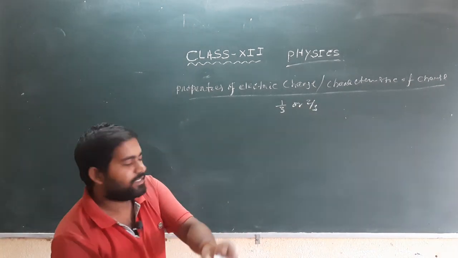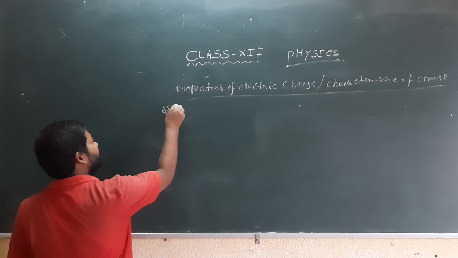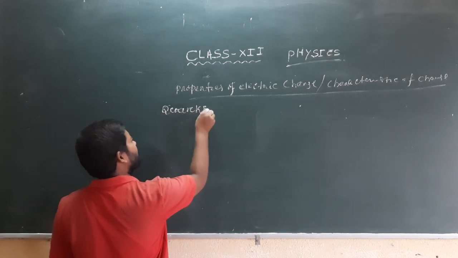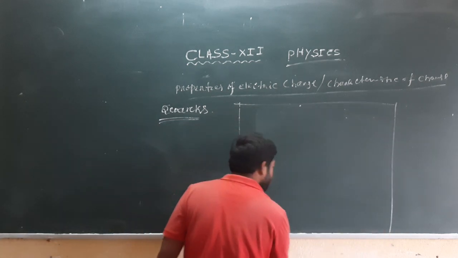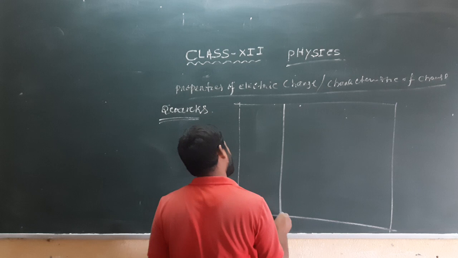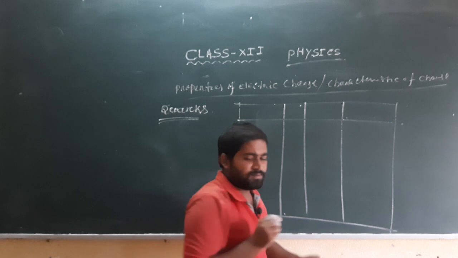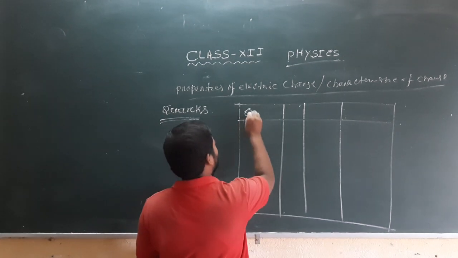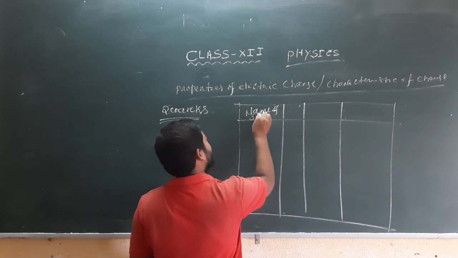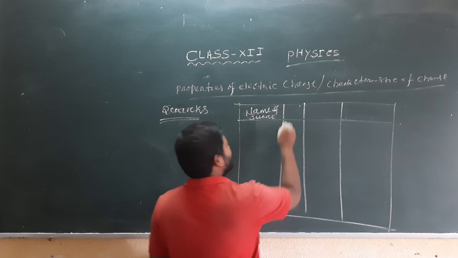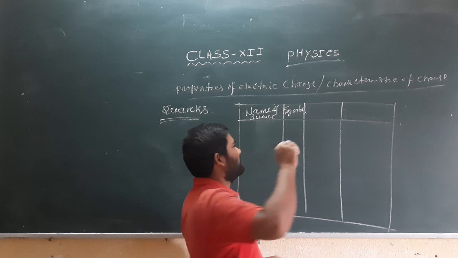So I make a table in order to identify the different types of quarks. Suppose, name of quark, symbol used for that quark, and charge.